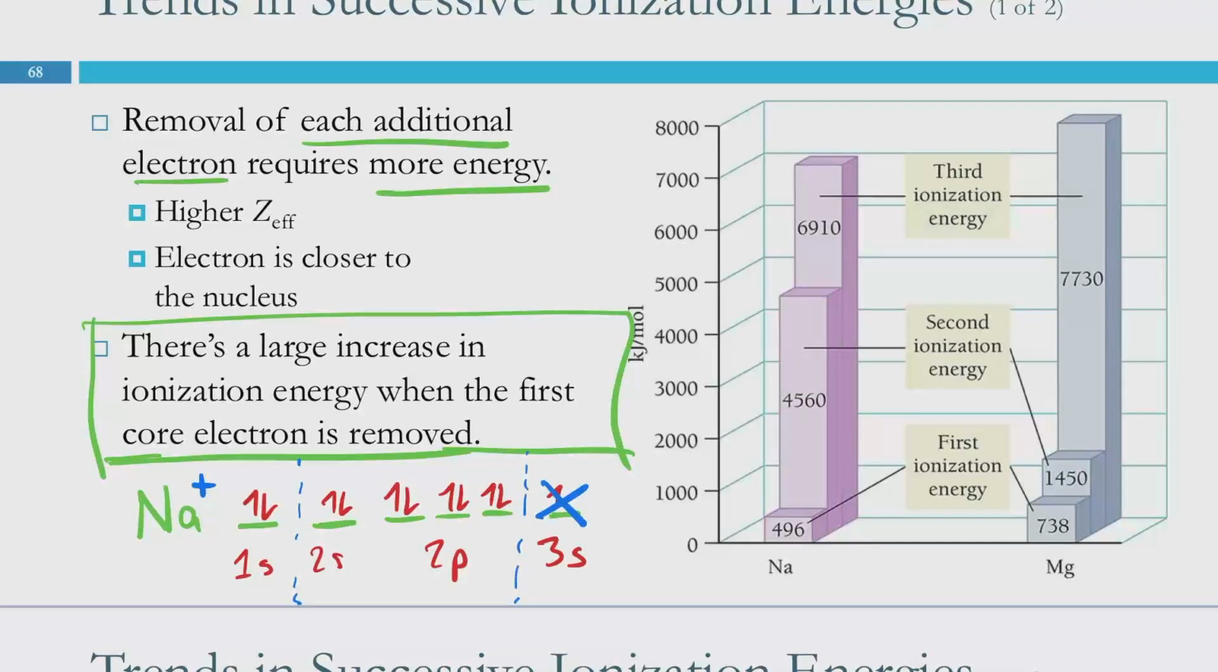It's really stable to have everything filled. And so when we go to remove this second one, we are breaking all of that pairing, all of that stability from having our electrons matched up. And that's why we get this extreme spike in ionization energy, because we're breaking that full shell. Does that clear anything up for you?